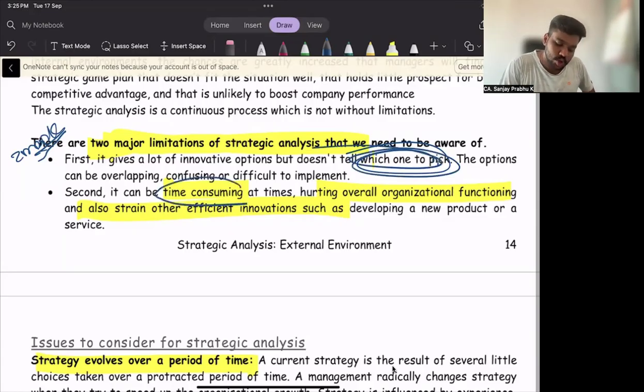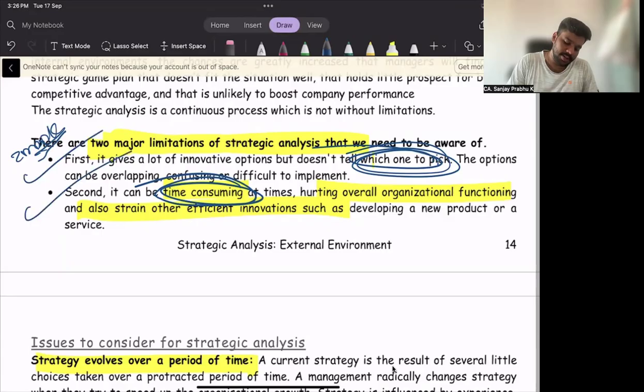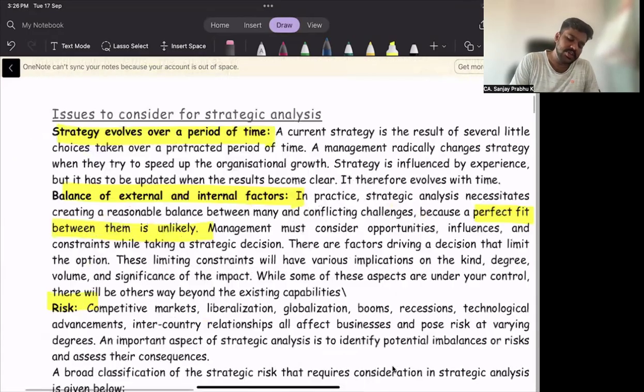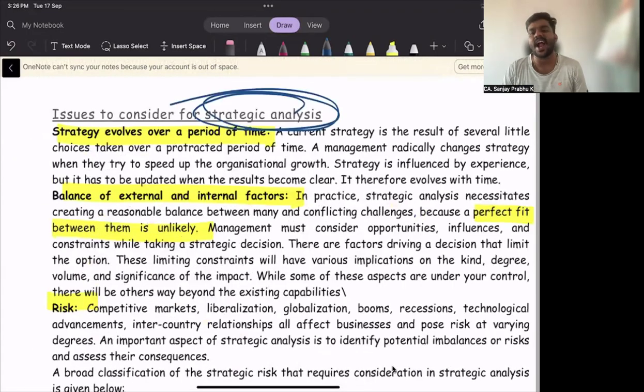Then it's a time-consuming process, as we have said in the limitations of strategic management. This is a time-consuming process. Okay. Yes. Then these are the two limitations. Just keep reading that. Then, issues to be considered in strategy. Whenever you are understanding the environment, what are the things you need to keep in mind?